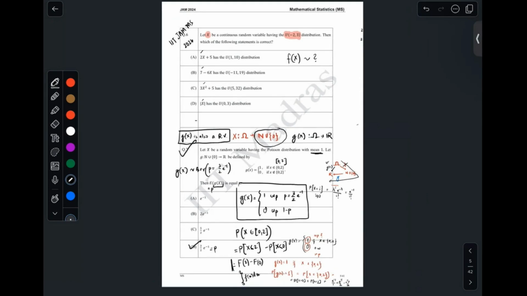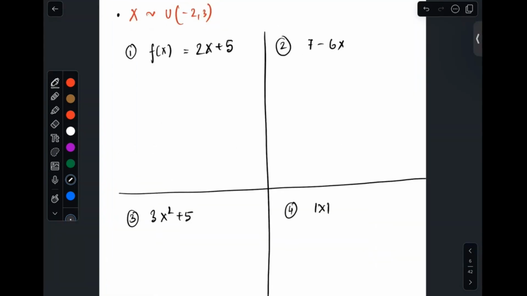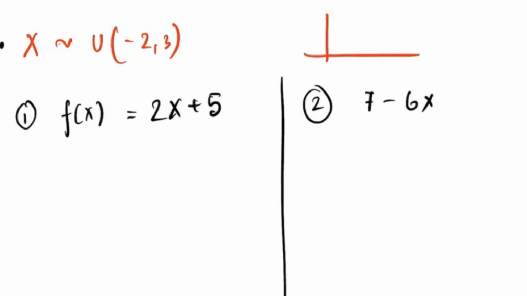So what should be the process of understanding each of these? Yes, there are shortcuts and such. So let's start with the very easy one, the first one, 2X plus 5. Now, the idea of uniform is that if you take the distribution of (-2, 3), the height is 1/5, because the area should be 1 and the length from -2 to 3 is 5, so the height will be 1/5, so that the area under the PDF curve is 1, right? The PDF should be like this, the red curve.